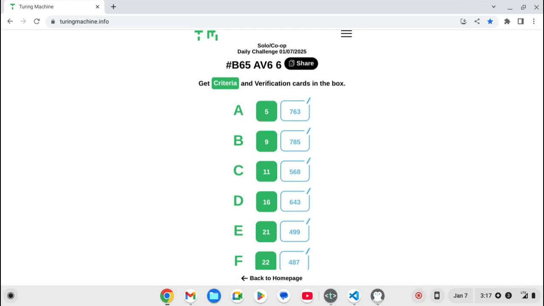Let's begin. Today's January 7th, 2025, and we're solving the Daily Turing Machine Puzzle. Today's puzzle uses the following 6 criteria cards: criteria cards 5, 9, 11, 16, 21, and 22. And the puzzle uses the blue verification cards. The code above is your way to get more information on today's puzzle by searching the code on turingmachine.info. Let's go solve.